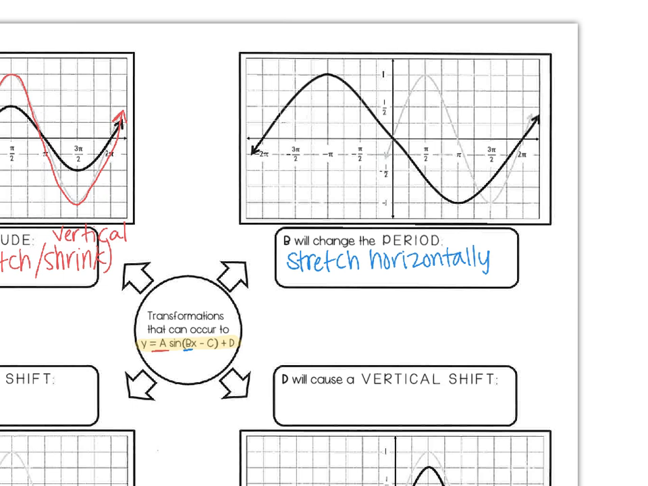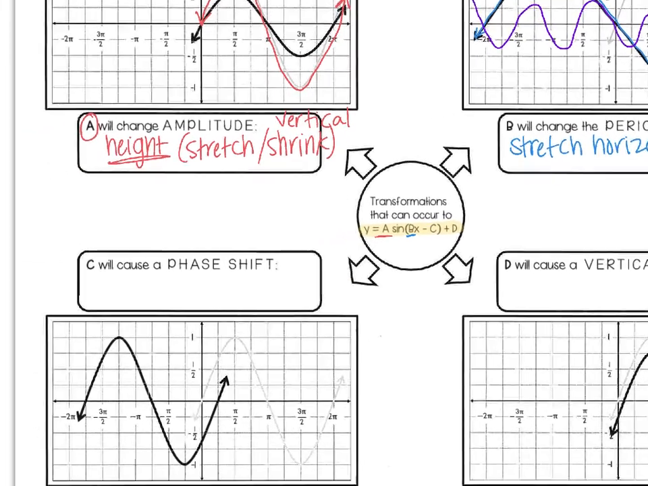So you could have, if our gray was our parent function, this could be our period change, right? Or sometimes it can even get smaller. So it might go something like this, where the period changes far more quickly because you have all those little, it starts repeating much faster. So that's what B does, it changes the period and causes a horizontal stretch.